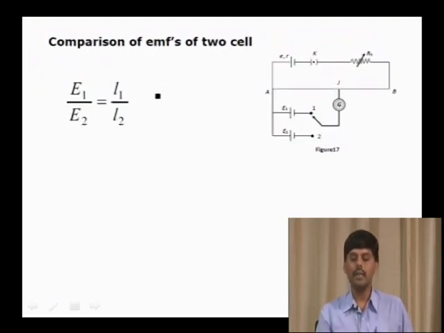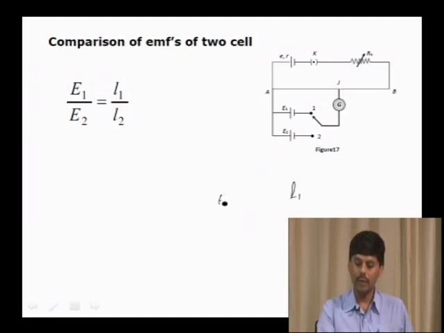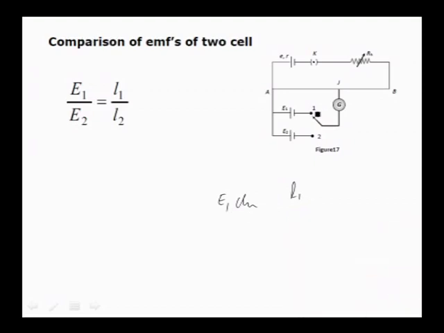Similarly, to compare the EMF of two cells using the potentiometer, say for example this is the arrangement. First close key 1 and find the balancing length, L1. When E1 is closed, the balancing length is L1. Remove the key and place it at 2, then measure the balancing length, which is L2. Take the ratio of these two: E1 by E2 is equal to L1 by L2, because E is directly proportional to L, E is equal to some constant into L. This is a constant for a given potentiometer.